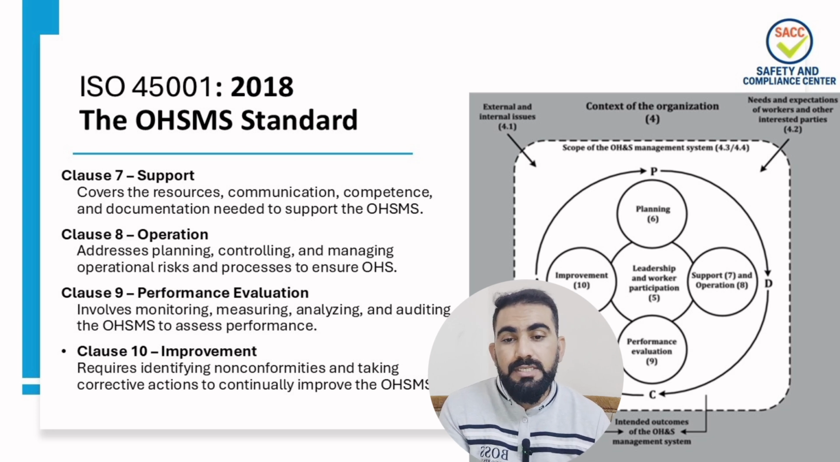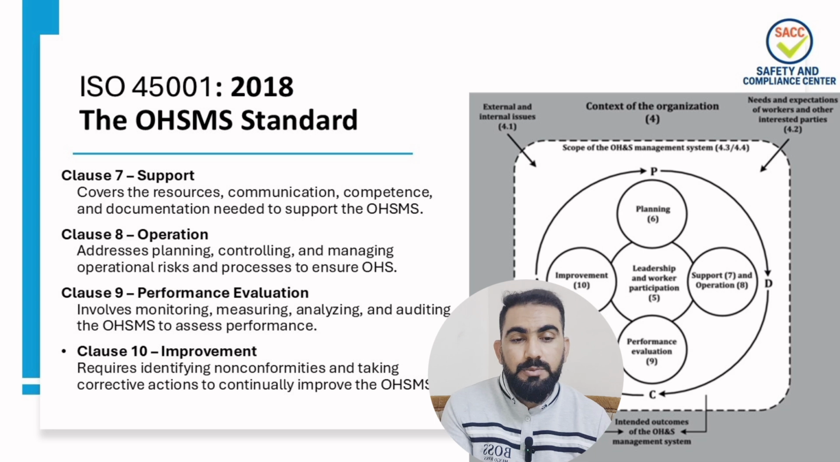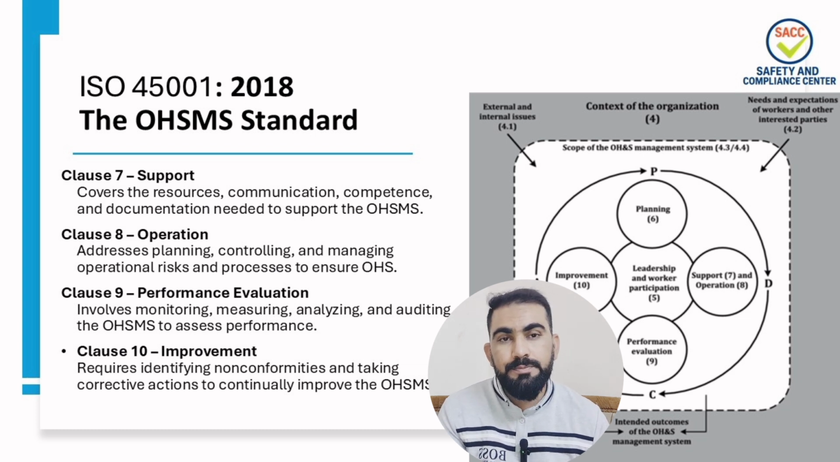This clause emphasizes the importance of competence, awareness, and proper documentation to maintain the system effectively. Clause number 8, operation. This is where the planning becomes practice. It addresses how the organization plans, implements, and controls the processes needed to manage health and safety risks. It also includes emergency procedures, like the emergency preparedness and response plan, to make sure that the organization is ready for unexpected situations during operations at the workplace.